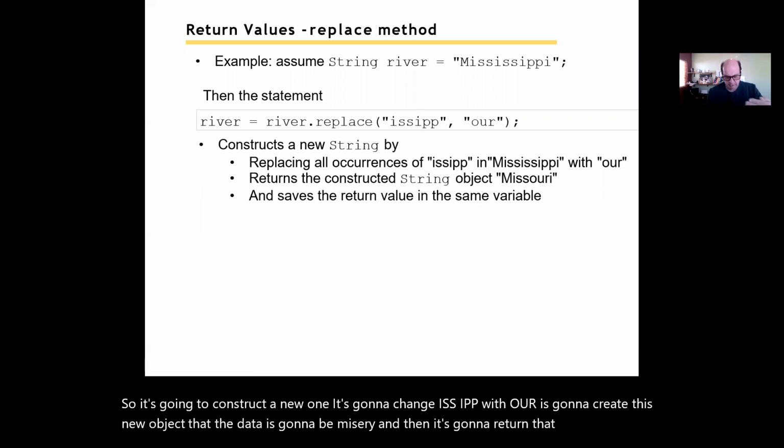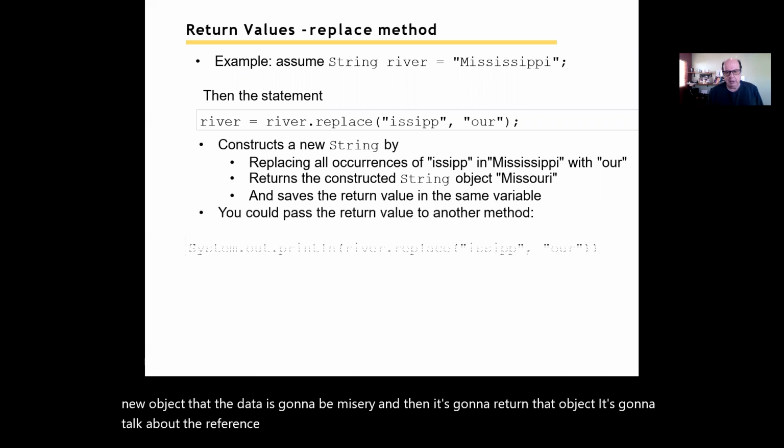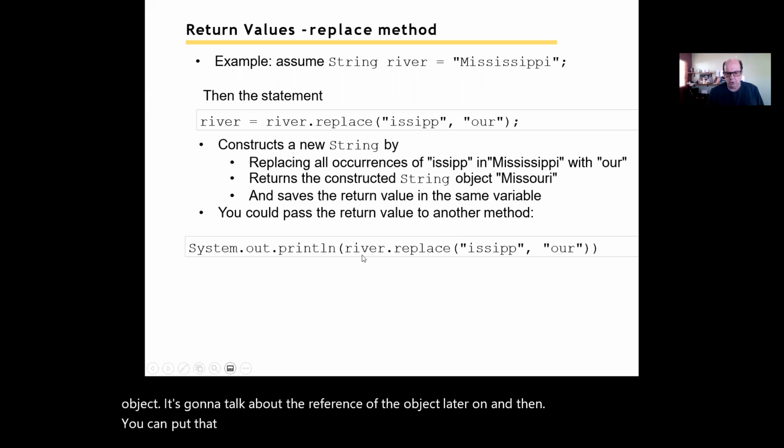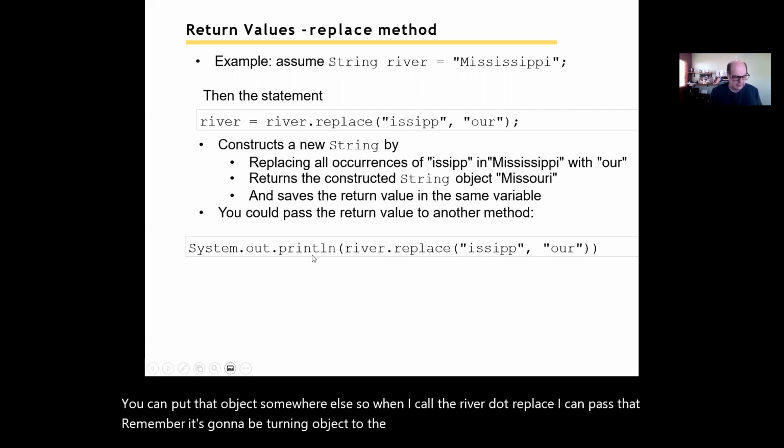We're going to talk about the reference of the object later on. And then you can put that object somewhere else. So when I call river.replace, I can pass that. Remember, it's going to return an object to the parameter in the println.